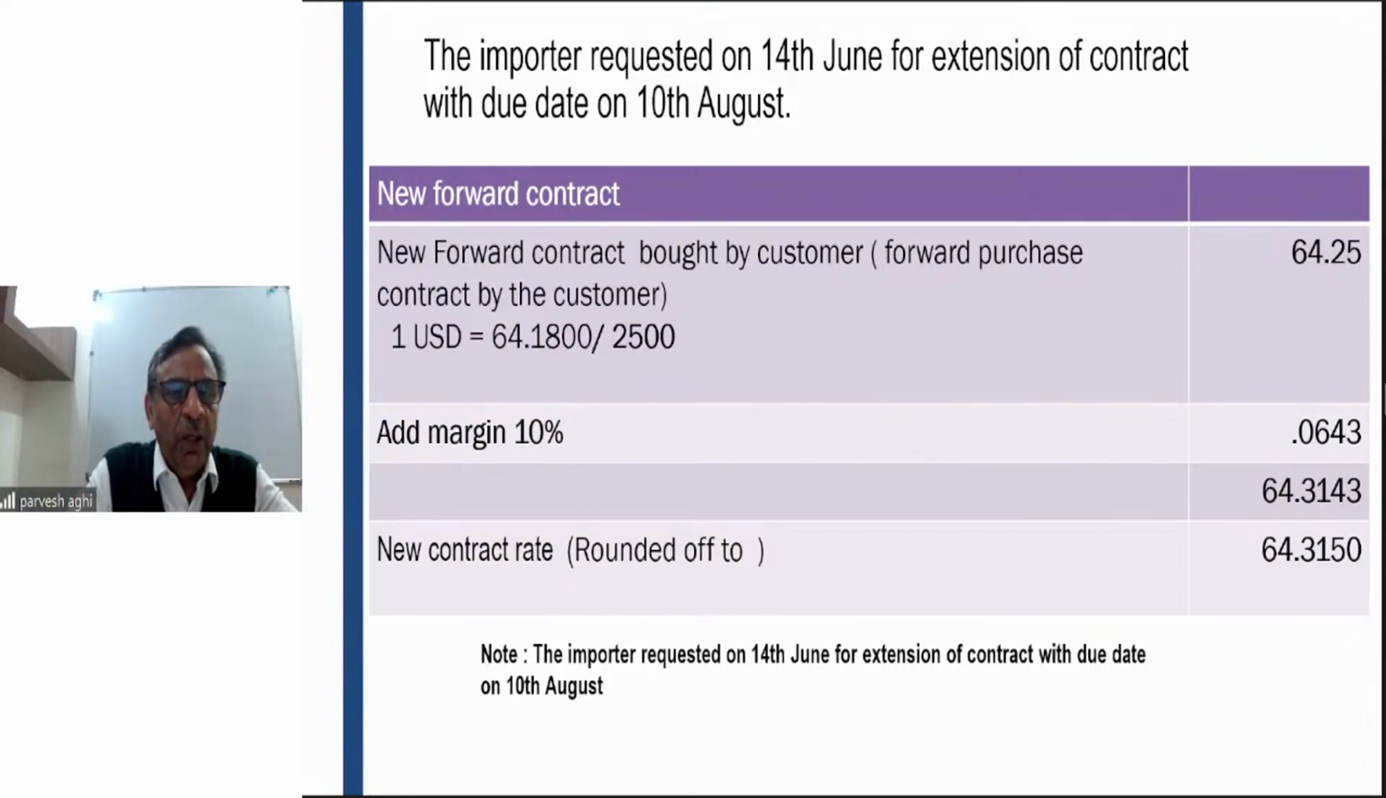The rate applicable will be, first, the USD at 64.18/2500. Since he is buying, we go to the ask rate. From bid we reduce, to ask we add. So we get a rate of 64.3143, which is rounded off to 64.3150. This is going to be the new rate. The importer requested on 14th June for extension of the contract with due date of 10th of August, so we are going to take the August rates.